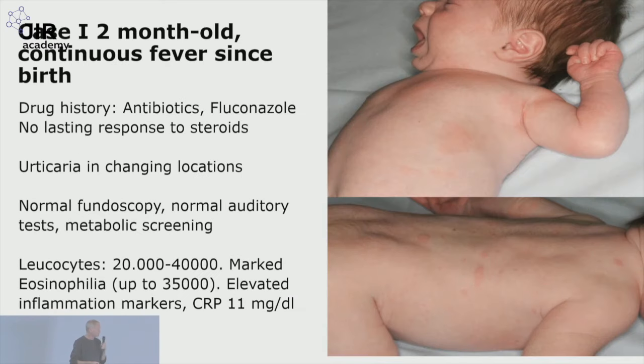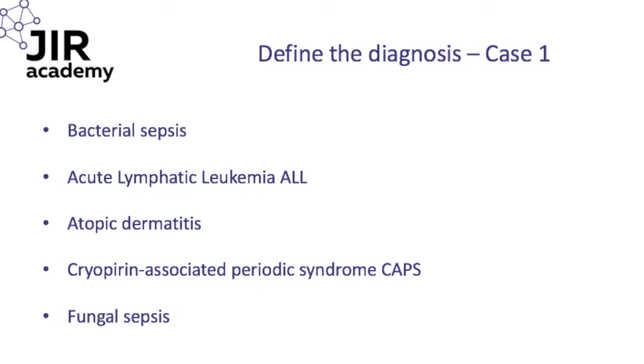This is a child 2 months old, continuous fever as an infant, has this rash, has it in changing locations, has very marked eosinophilia, and has raised inflammatory markers. So what do you think this is? Now, which of these 5 diagnoses do you think this case is linked to?